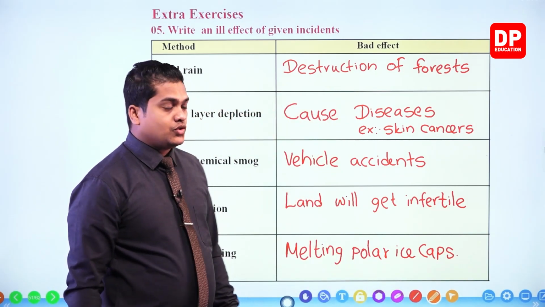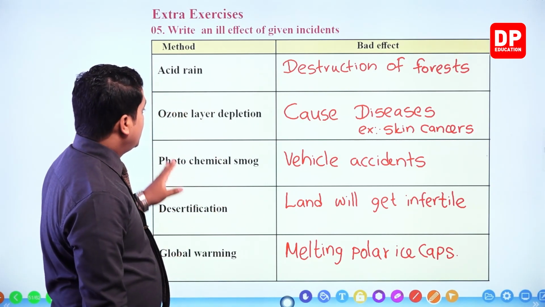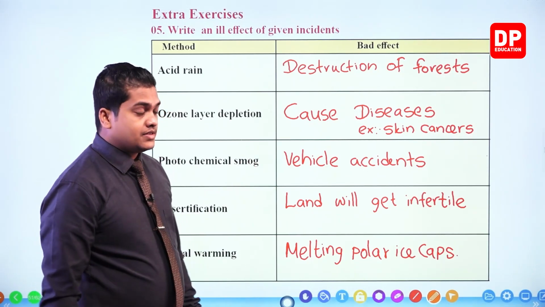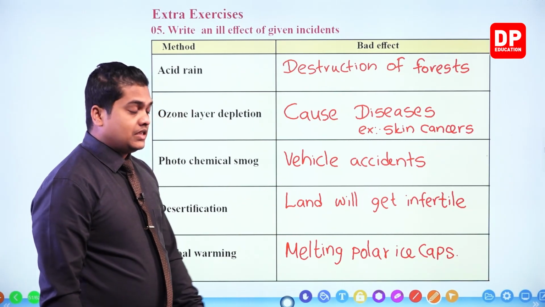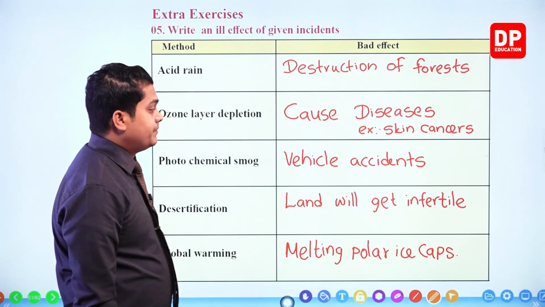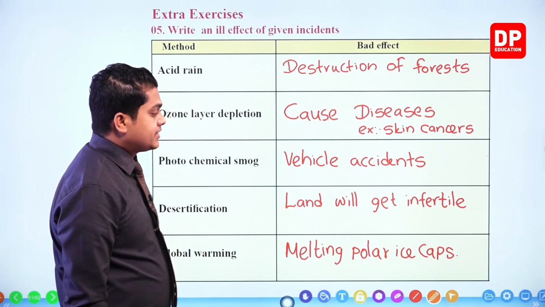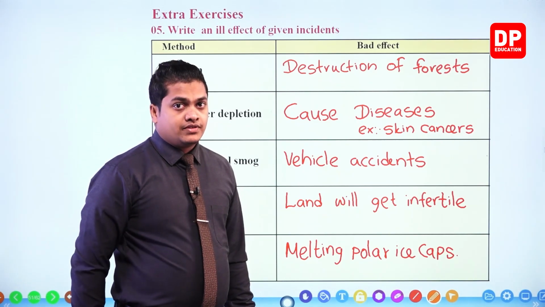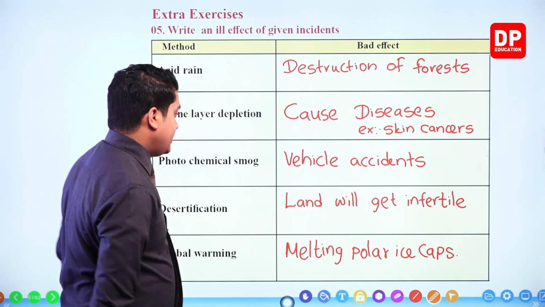Bad effect. So for acid rain, destruction of forests; ozone layer depletion, cause diseases like skin cancers; then photochemical smog, vehicle accidents; then desertification, land will get infertile. Next one, global warming, melting polar ice caps. So these are the bad effects given out by each of these ill effects of environment pollution. Right, then the next one.